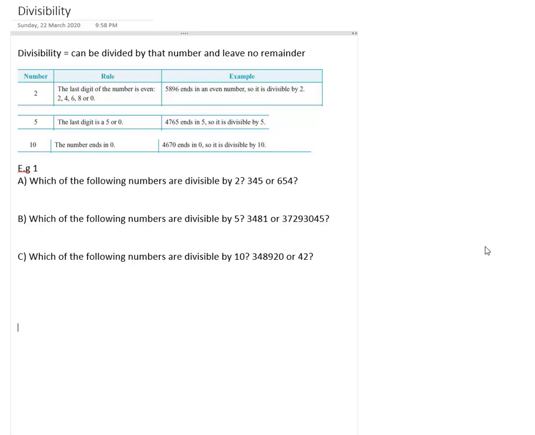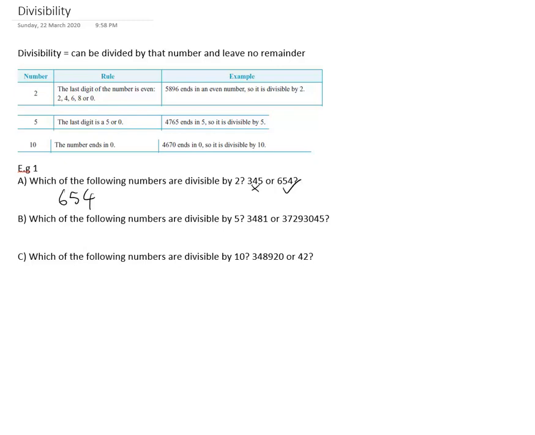We just look at the last number and we say if it is even, then it's divisible by 2, and if it's not, then it's not divisible by 2. So we can see here 345 does not work because 5 is not even, but 654 has a 4, so we know that it is even. So we know that 654 is divisible by 2 and the other number is not.